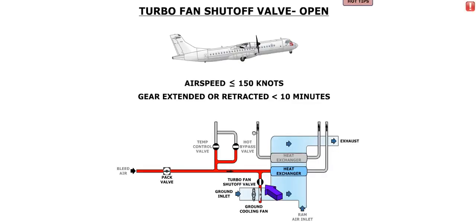The turbofan shutoff valve automatically opens anytime the airspeed is less than or equal to 150 knots, and the landing gear is extended or retracted for less than 10 minutes. Therefore, the ground cooling fans will operate for 10 minutes after gear retraction, provided the airspeed is less than or equal to 150 knots.